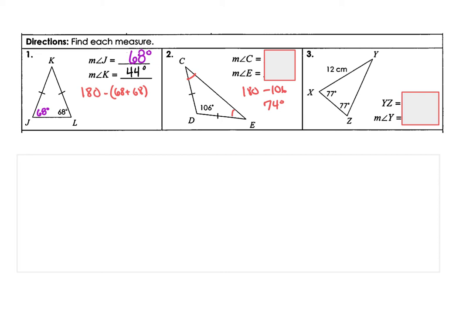So if both of them are 74 and they're the same, how am I going to solve for one of them? Both of these angles add up to 74 and they're the same degree. Yeah, I just did it, divide it in half, right? And so we know that both of them are 37 degrees. Both of those are 37 degrees. So go ahead and do number 3.